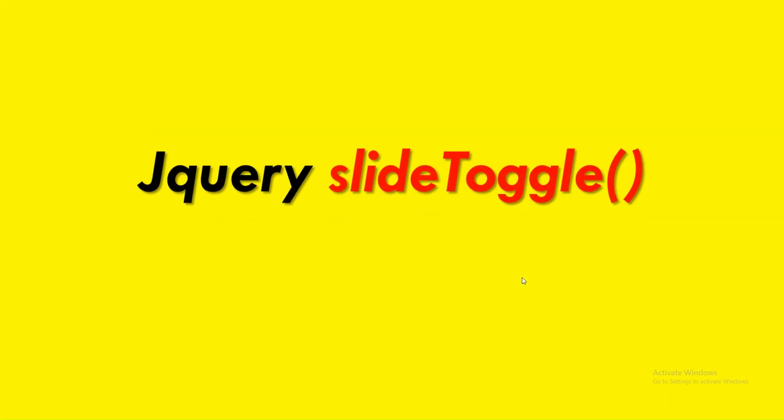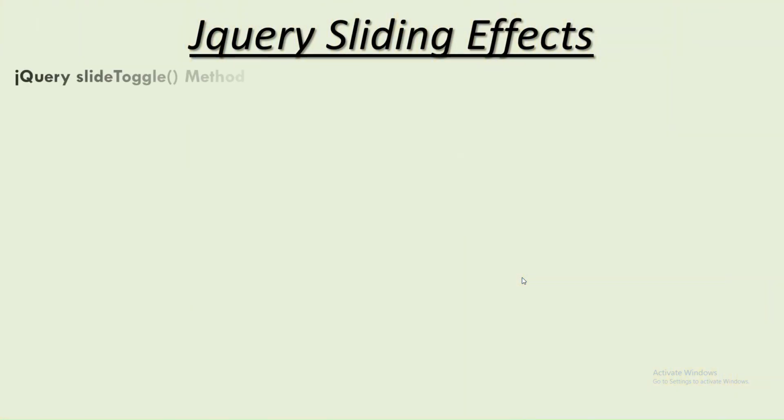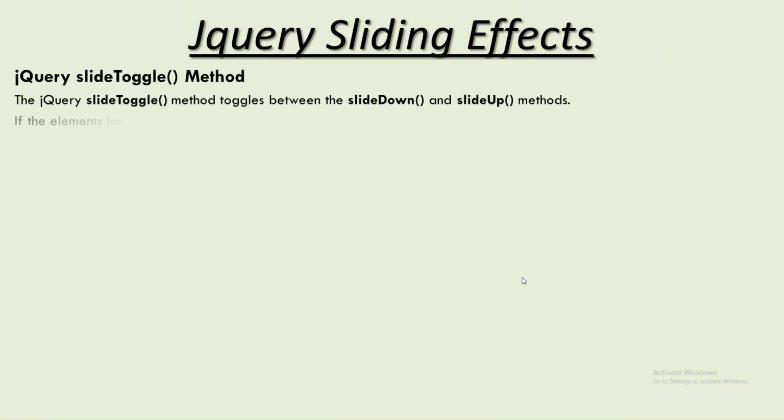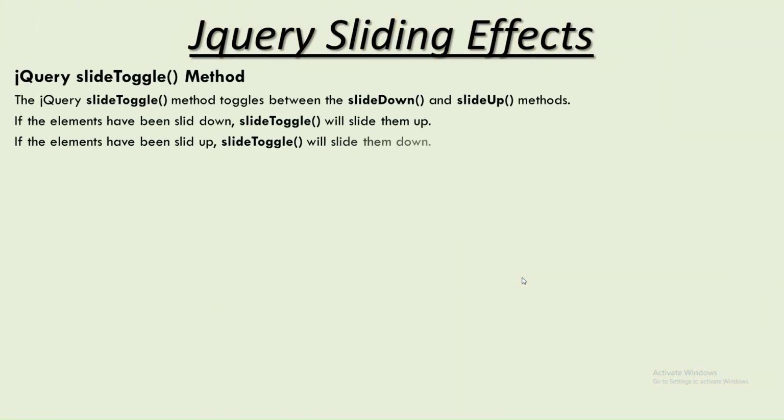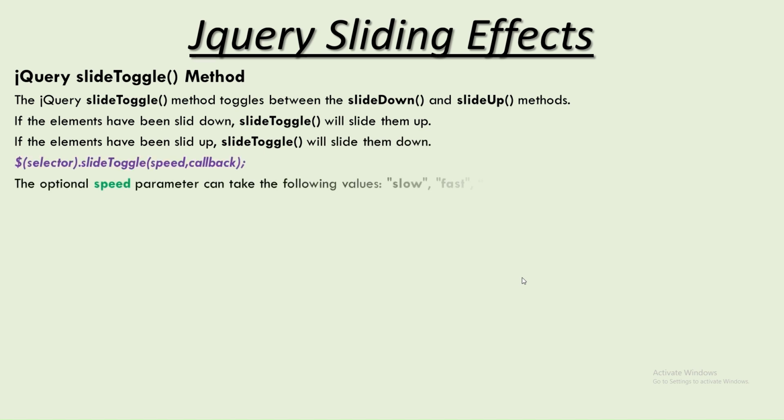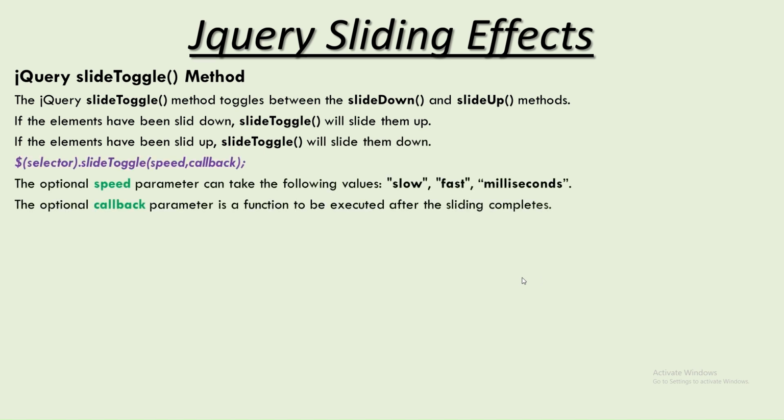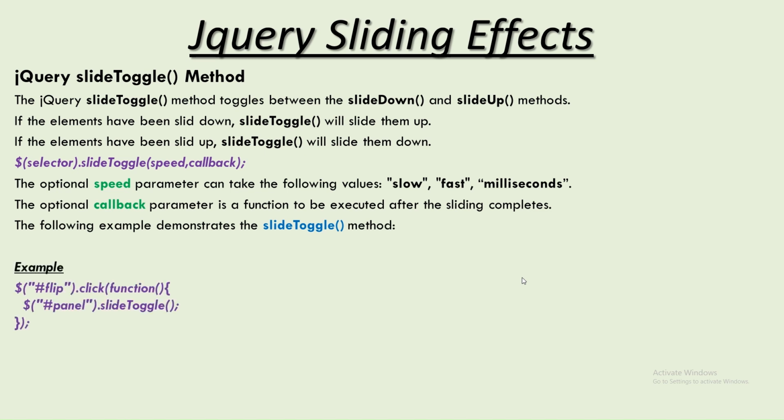The jQuery slideToggle. The jQuery slideToggle method toggles between the slideDown and slideUp methods. If the elements have been slid down, slideToggle will slide them up, and if the elements have been slid up, slideToggle will slide them down. And the syntax is $(selector).slideToggle with speed and callback parameters.